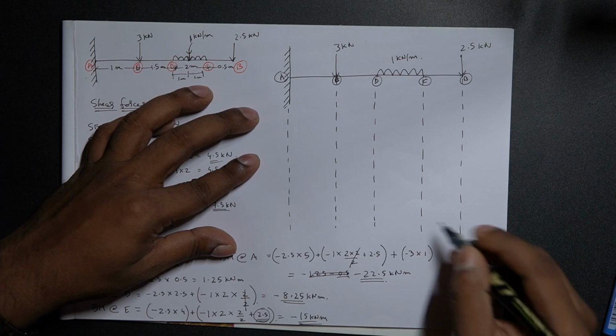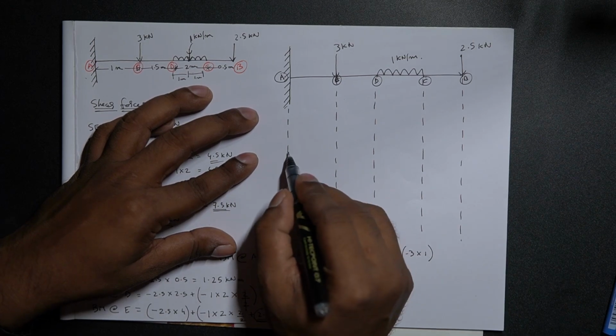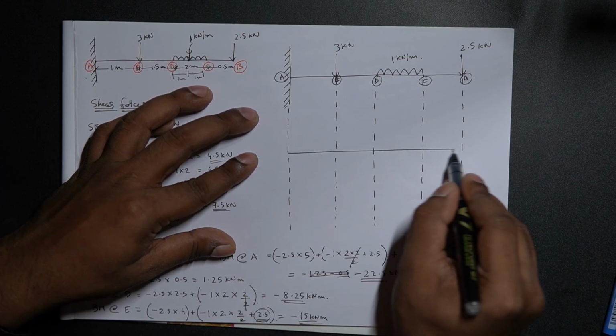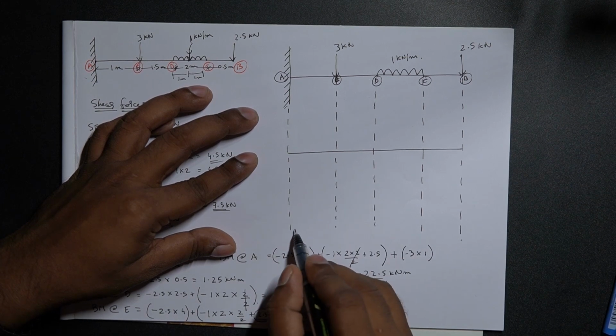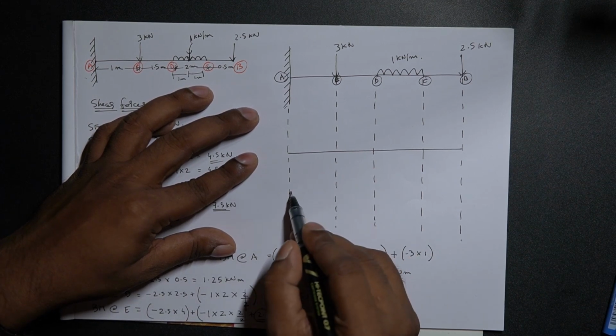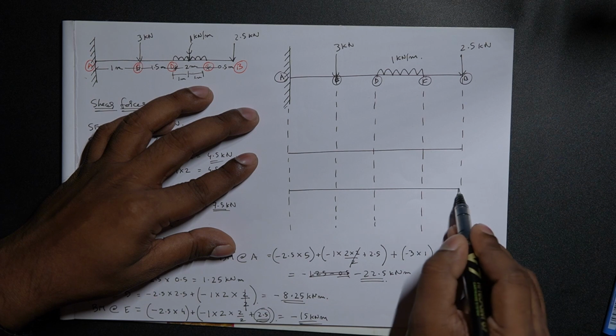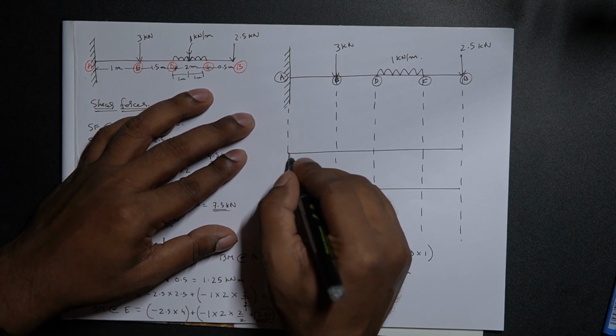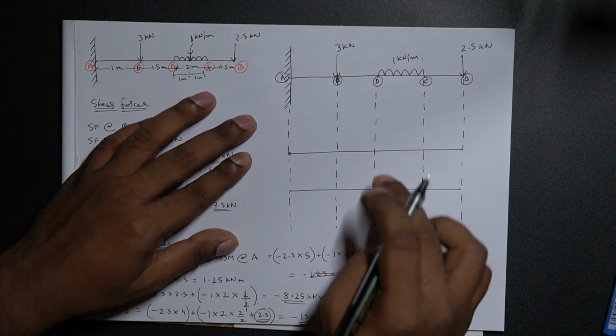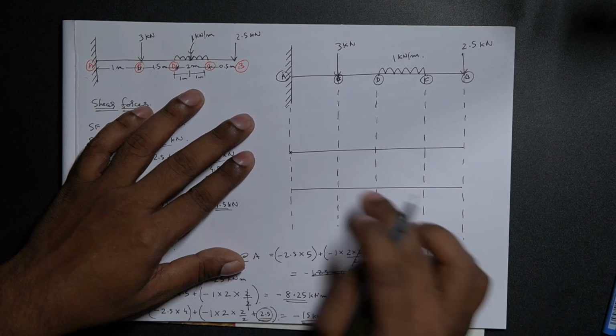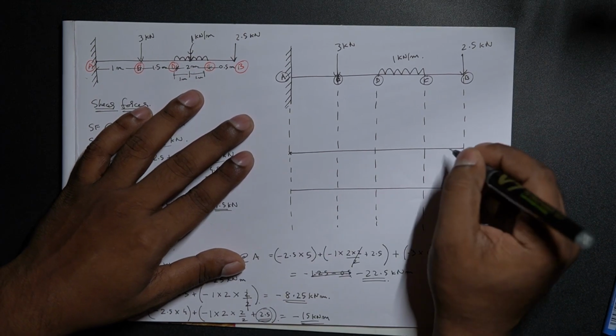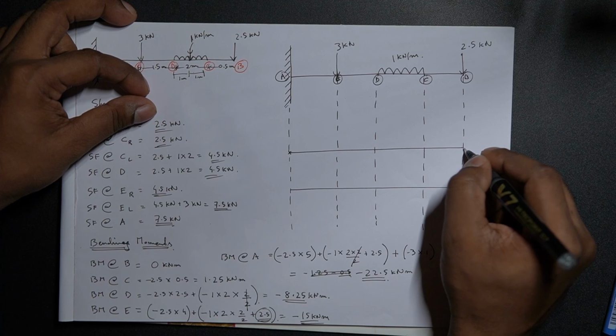It is advised to draw these lines because it will be much more convenient and less confusing when you're drawing the shear force and bending moment diagrams. So I have my two x-axes, one for shear force and one for bending moment. Let's start with the values which we have over here.